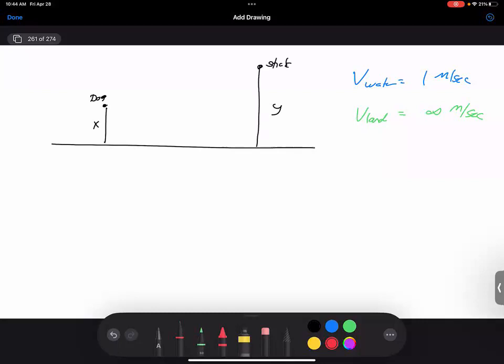And I want to figure out what is the critical distance so that I'm indifferent between the two paths? How far away does the stick have to be? Does everybody understand the problem? Can somebody tell me the time on the water?